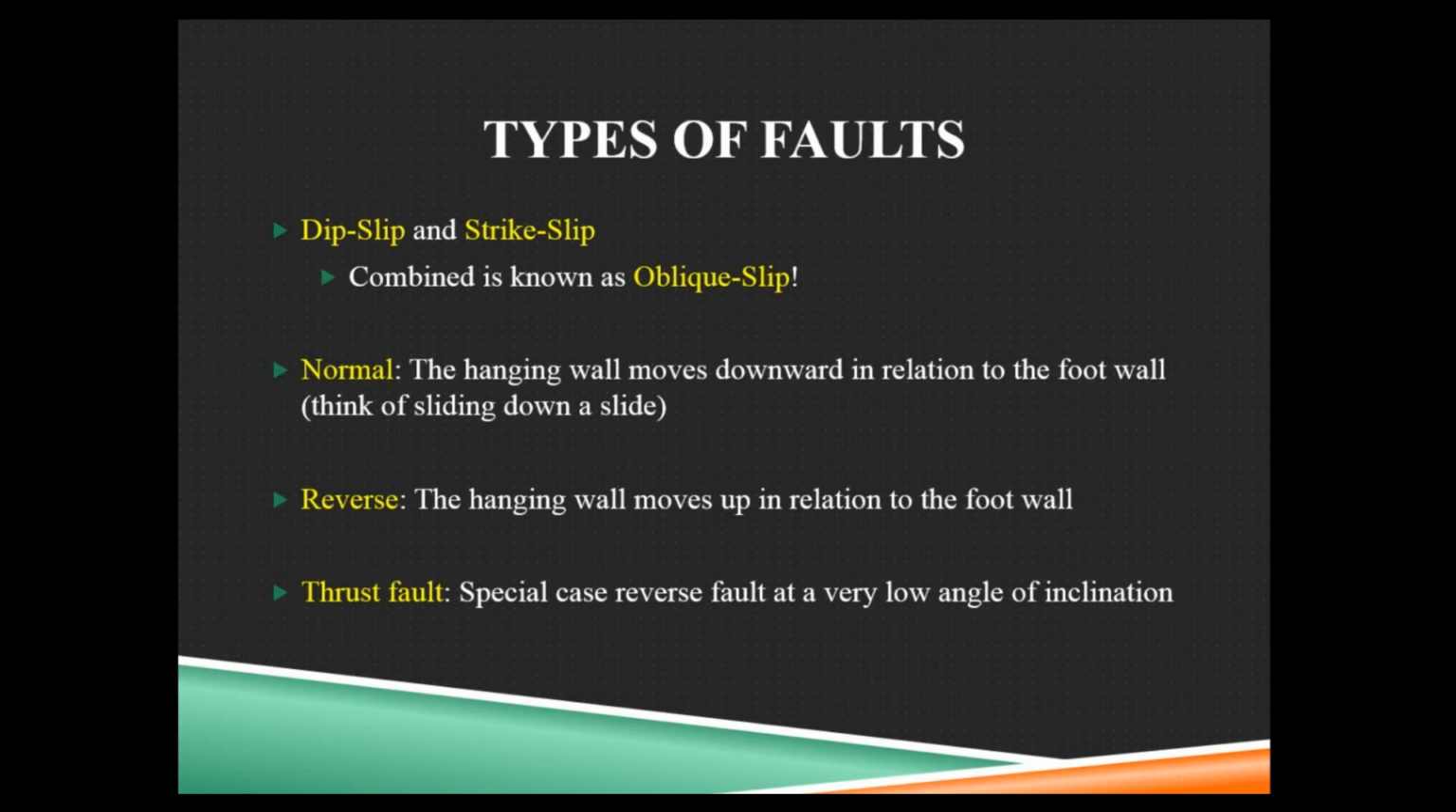A reverse fault is the opposite of the normal fault, the reverse of it. This is when the hanging wall moves up relative to the footwall. So the normal fault, the hanging wall moves down. Reverse fault, hanging wall moves up. A thrust fault is a very special type of reverse fault. So it's still a reverse fault, but it has a very, very low angle of inclination. So instead of being 40 degrees or 45 degrees, it's down around 10 or 15 degrees.